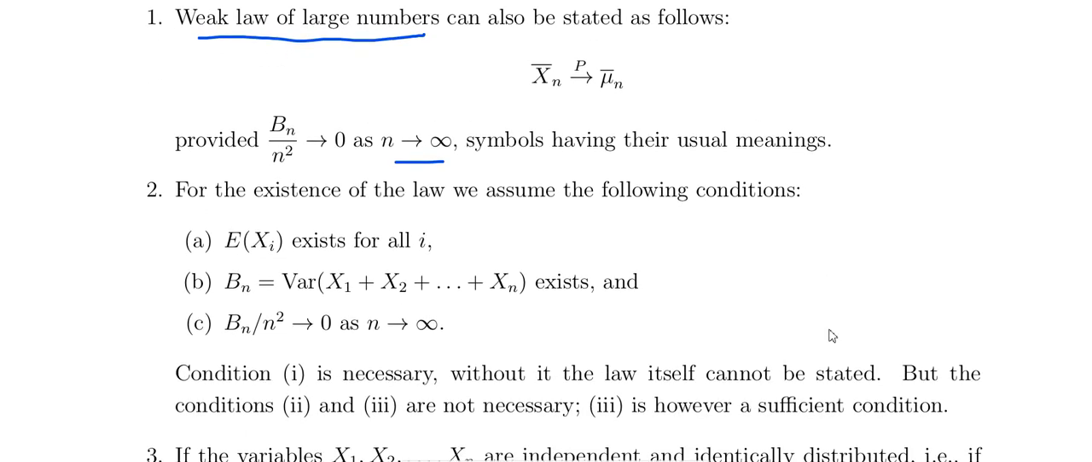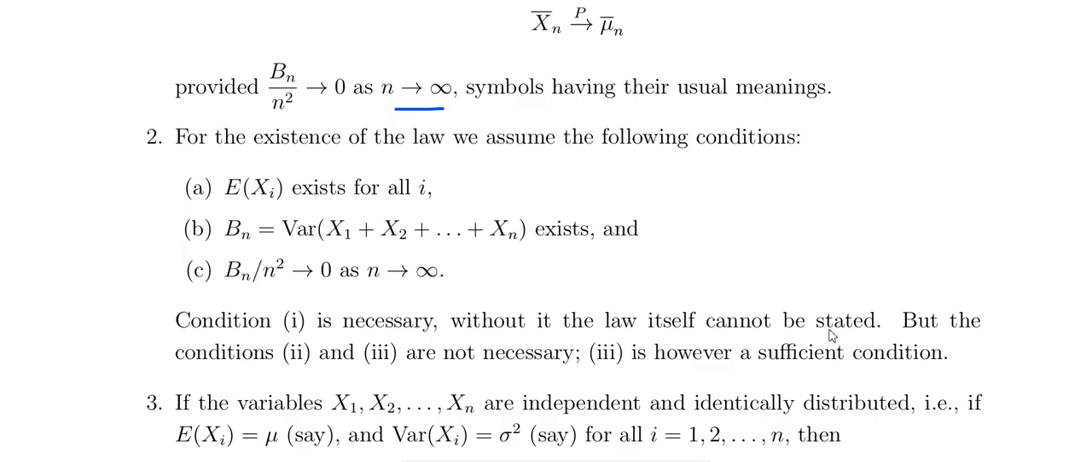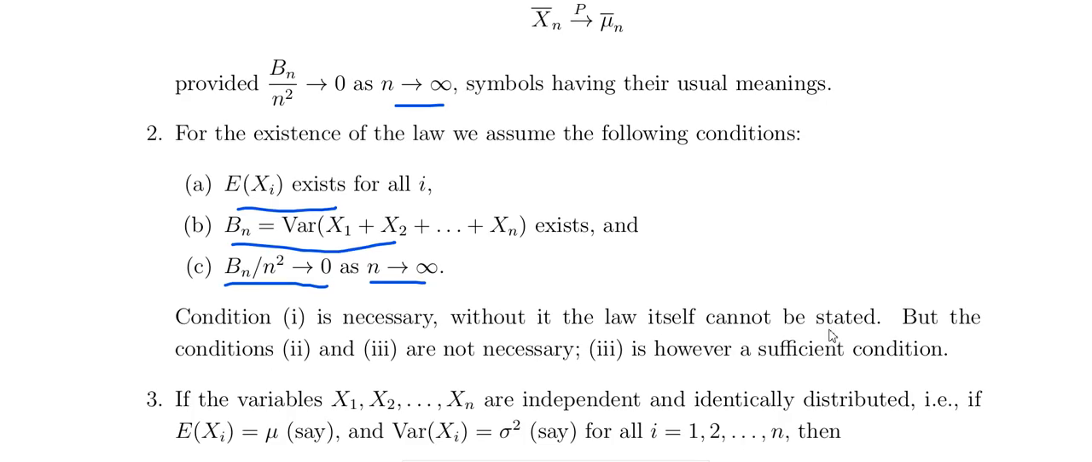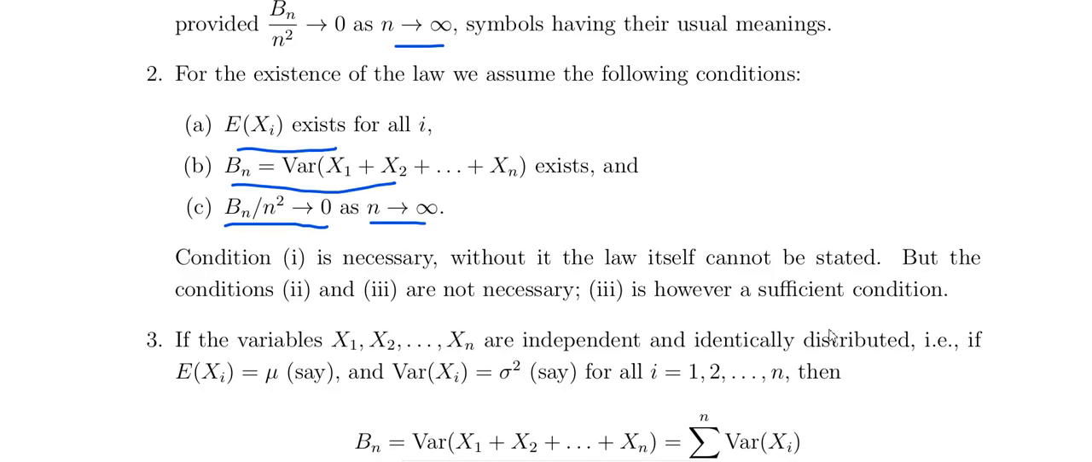And for the existence of the law, we assume the following conditions. Existence of the weak law of large numbers: the expectation of xi must exist, bn, the variance of x1 plus x2 plus up to xn, must exist, and bn by n square must converge to 0 as n tends to infinity. Condition 1 is necessary; without it the law itself cannot be stated. But conditions 2 and 3 are not necessary, although the third one is a sufficient condition. Because if it is satisfied, the weak law of large numbers will be satisfied.